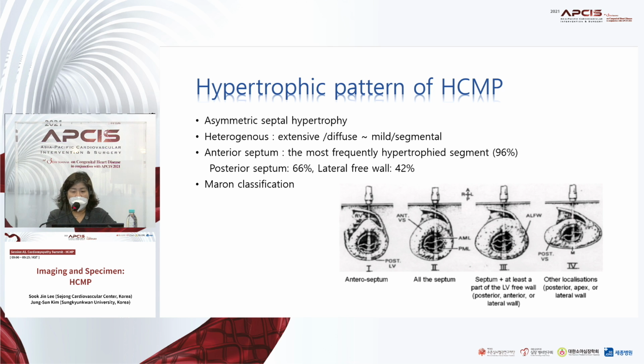The hypertrophic pattern of HCMP is very diverse, but typically there is asymmetric septal hypertrophy, though it can range from extensive and diffuse to mild segmental hypertrophy. The anterior septum is the most frequently involved segment, followed by the posterior segment and lateral free walls. There is a classic Maron classification, type 1 to 4.